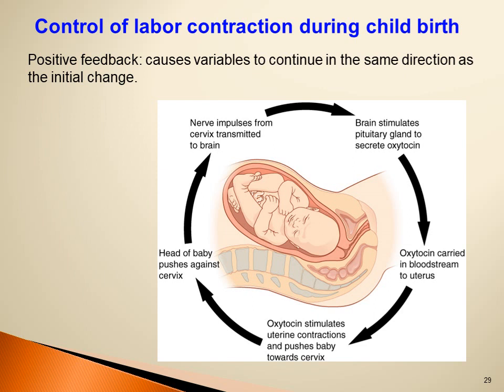Nerve impulses from the cervix will be transmitted to the brain. The brain will stimulate the pituitary gland to secrete or release the posterior pituitary hormone oxytocin. Oxytocin, released into the blood, will reach the uterus through the circulation. This will cause further contraction of the uterine muscles and further stretch of the cervix, because the baby head will be pushed down during uterine contractions and will cause further stretch of the uterine cervix.